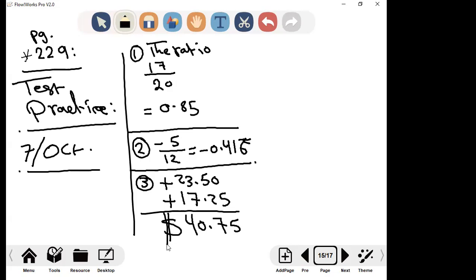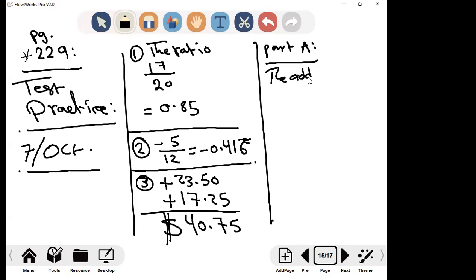In part A, we said 40.75. The additive inverse is negative 40.75. This is part A. Let's go to part B. In part B we have a table, right?